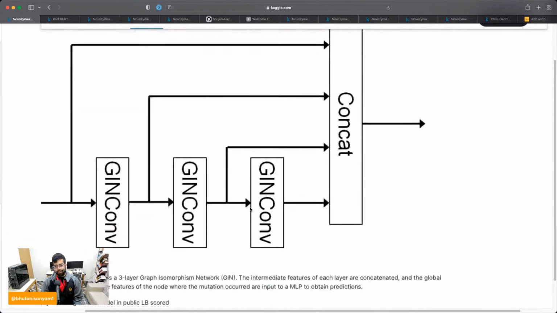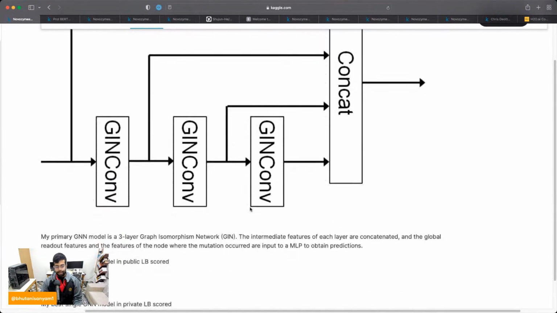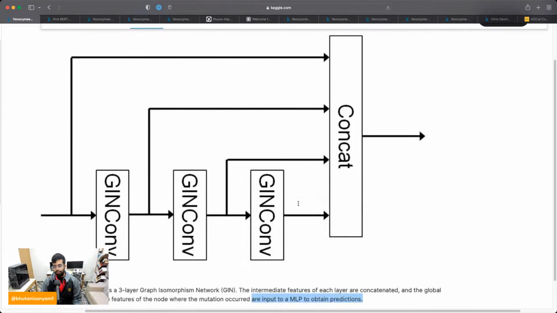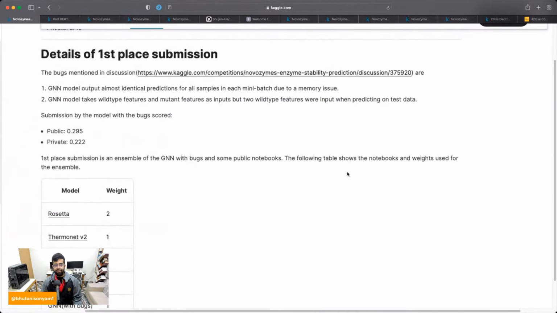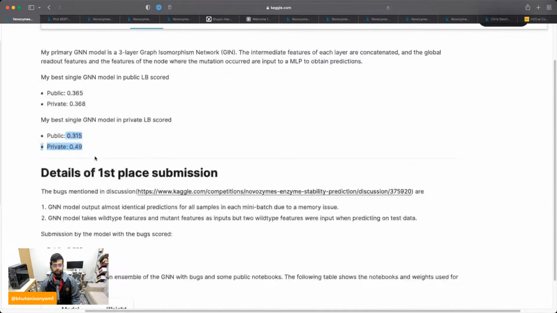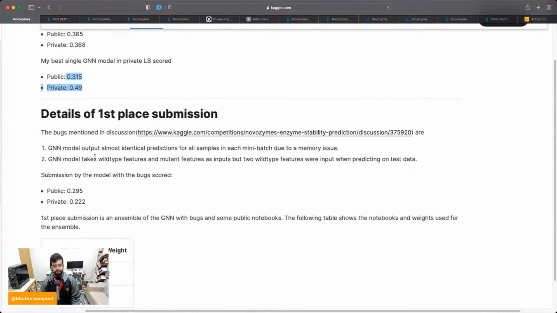So here's an overview of the GNN module. The primary GNN is a three-layer graph isomorphism network. The intermediate features are concatenated, and the global readout and features of the node where mutation occurred are input to the MLP to obtain predictions. So the outputs from this get concatenated and are then fed into an MLP model. He shares the best scores for different GNN models and some more details of the first place submission.